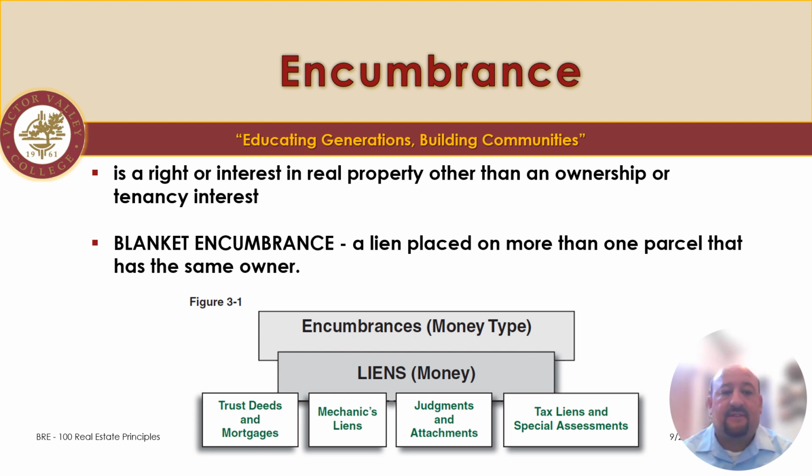So an encumbrance is a right or interest in real property other than ownership or tenancy interest. A blanket encumbrance is a lien placed on more than one parcel that has the same owner. So you have different types of liens: trust deeds and mortgages, mechanics liens, judgments and attachments, tax liens, and special assessments, and we're going to cover all of those.